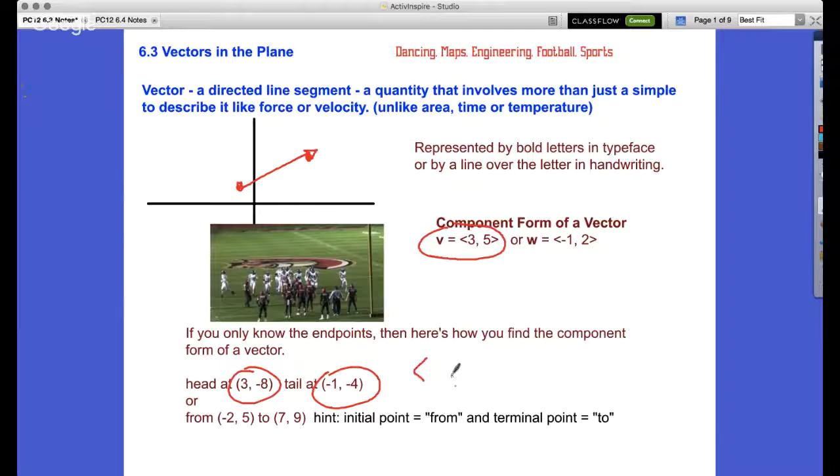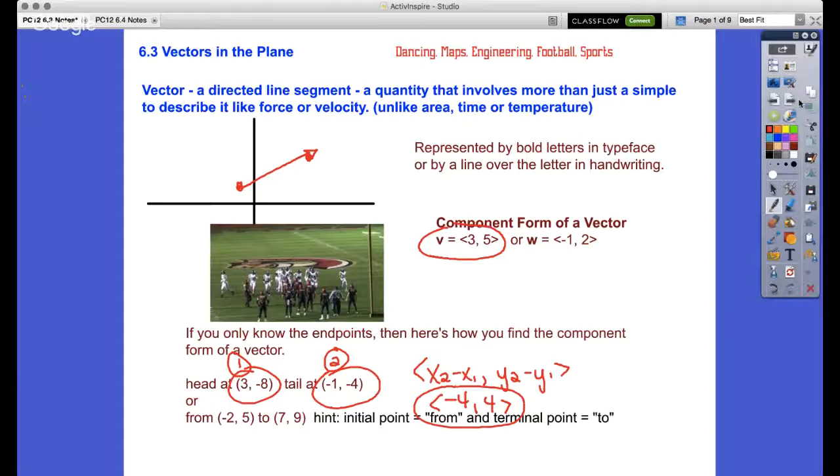We can put it in component form by doing x2 minus x1, comma, y2 minus y1. Now remember, the head always represents the second point, where the tail is always the first. So if I was doing this, I would do -1 minus 3 and get -4, then 4 minus -8 and get 12. So in component form, the vector would be -4, comma 4.